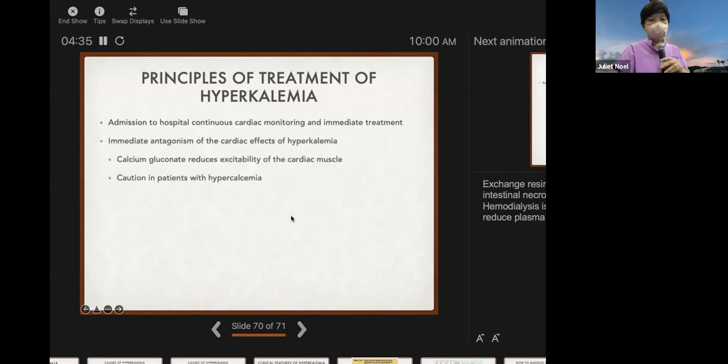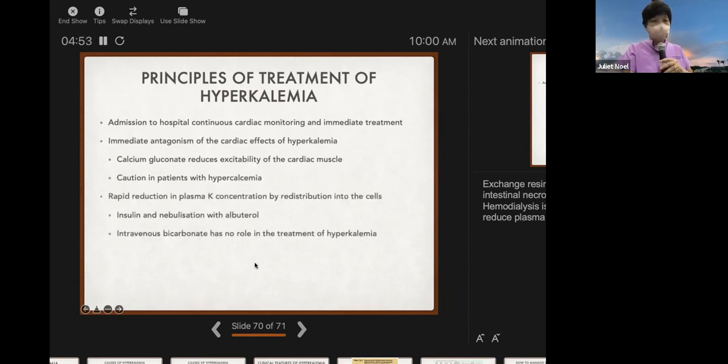So you decrease the excitability of the myocardium by giving calcium gluconate. Caution is when patients also at the same time have hypercalcemia. So rapid reduction of plasma potassium concentration by redistribution muna, no? Because the actual removal will take time. Whereas the redistribution, so shifting it intracellularly, is an immediate effect. So you can give insulin and nebulization with salbutamol.